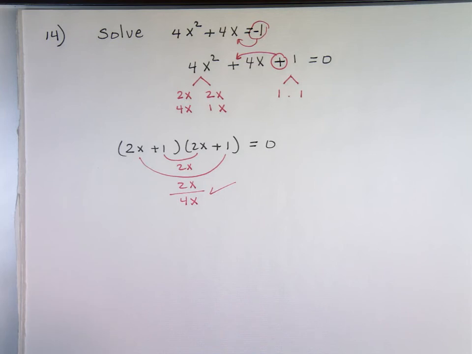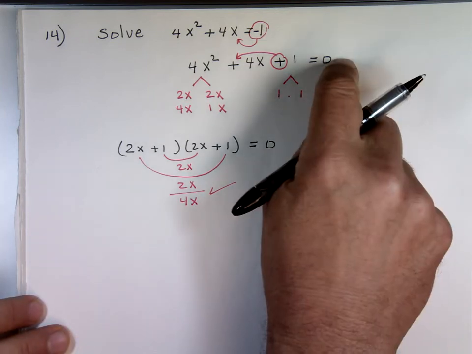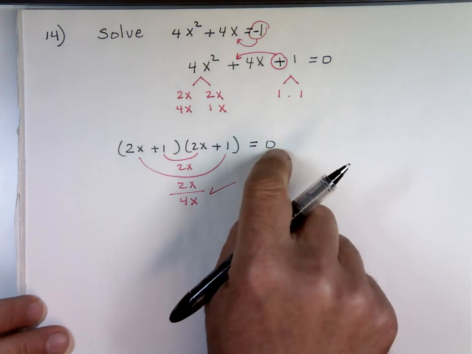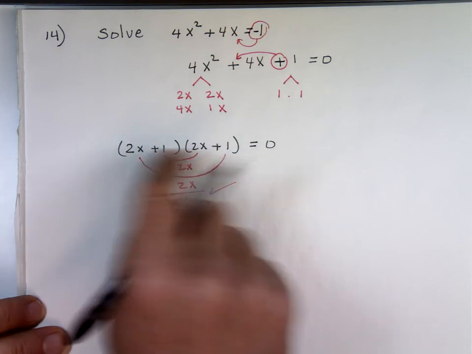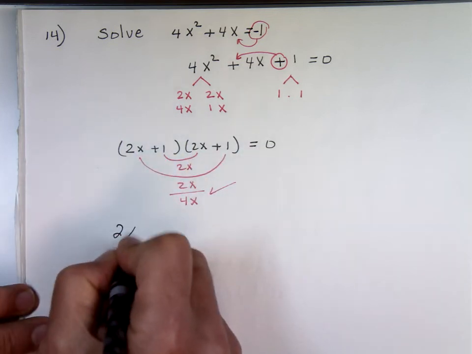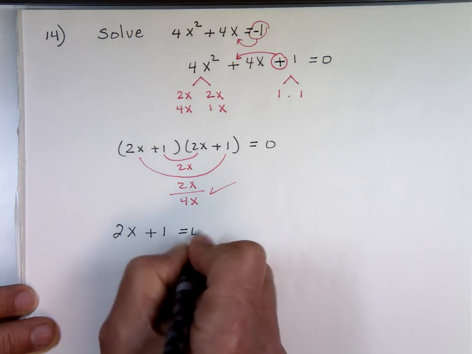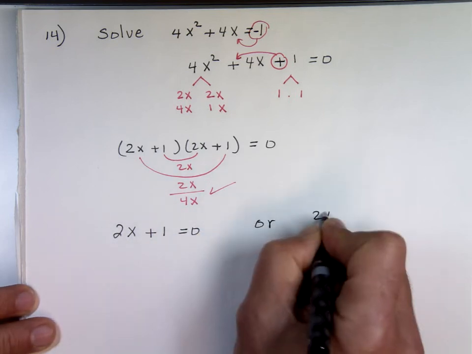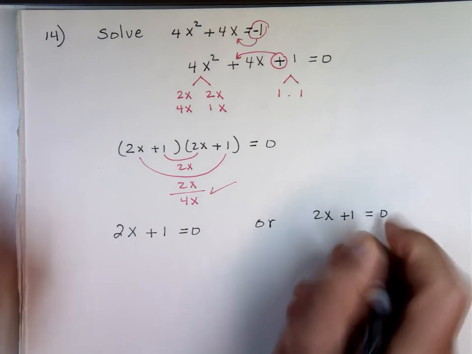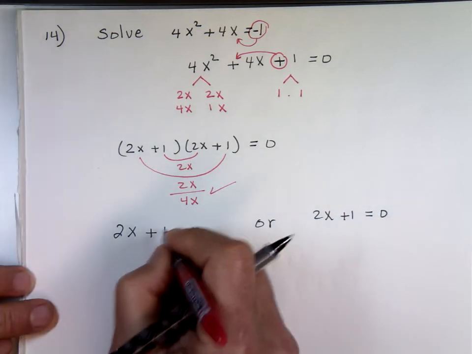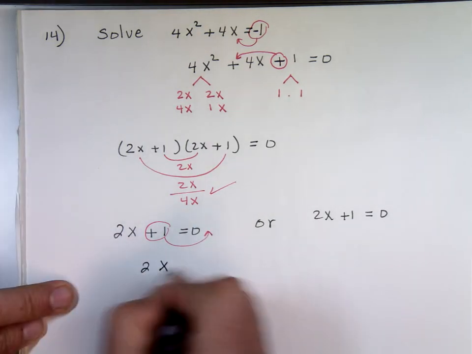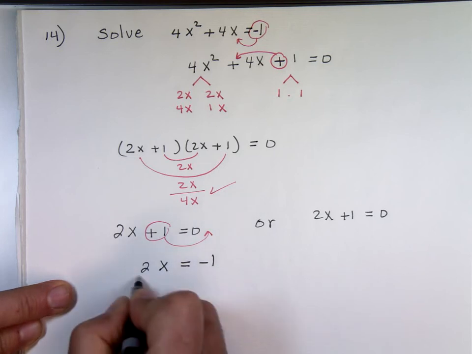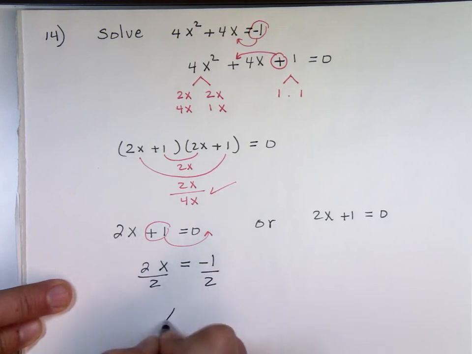Move to one side, done. Factor completely, done. Set each one of these factors equal to 0 and solve it. Again, they're identical. So when you solve this, you move the plus 1 there. 2x equals -1. To solve for x, you divide by 2. X equals -1/2. And when you solve this, that's the same as this.